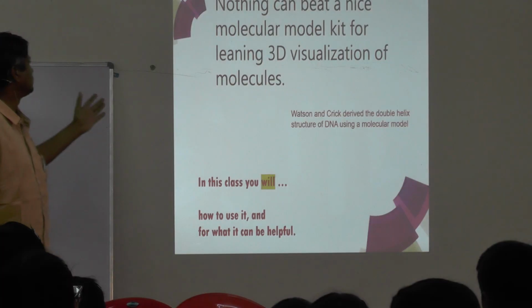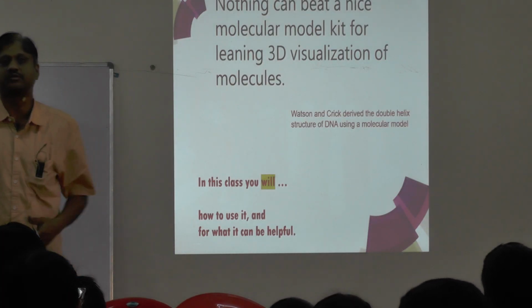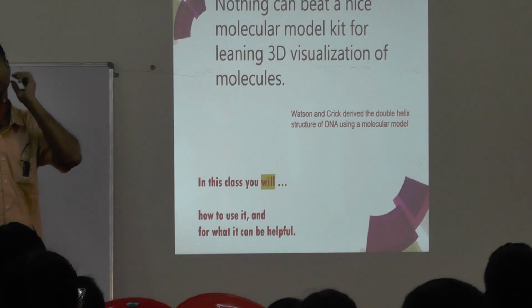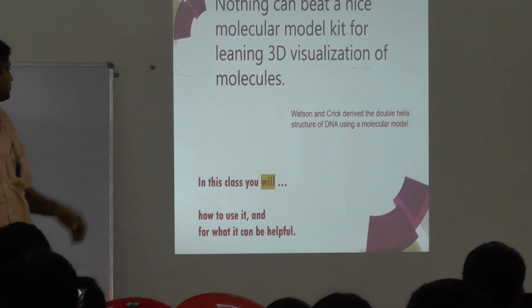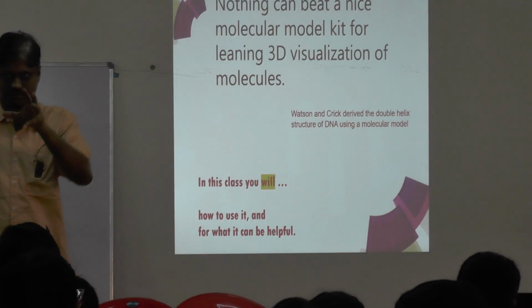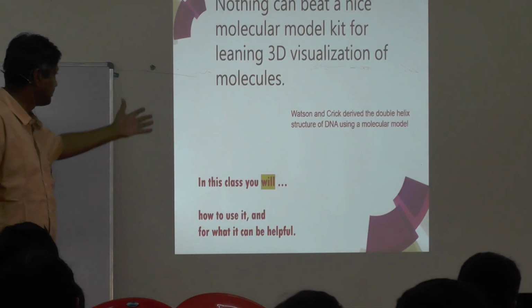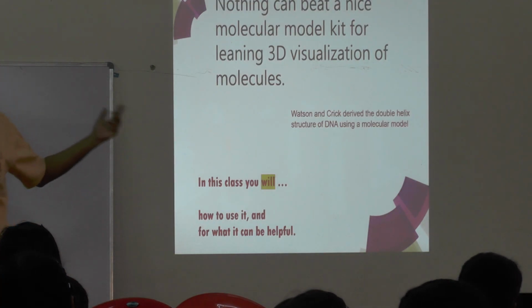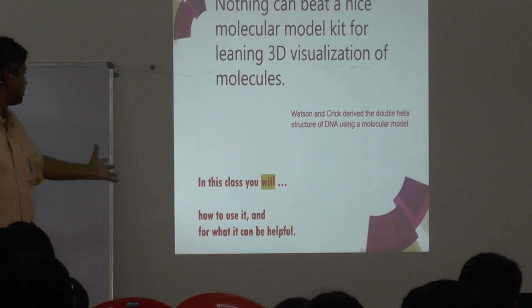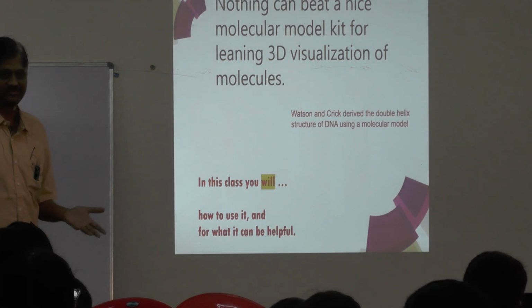What is the advantage you see? 3D visualization, nothing else. That learning is powerful, and you have to understand that. You should utilize this. For example, Watson and Crick derived the DNA structure, constructing it from molecular models only, and were awarded the Nobel Prize. So we are trying this in this class, to learn how to use it.